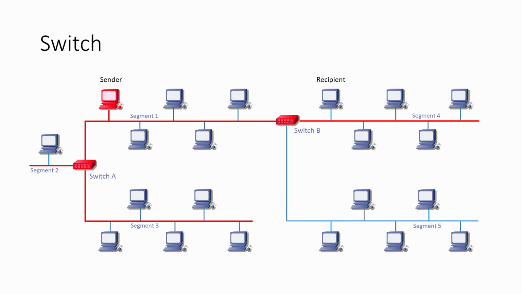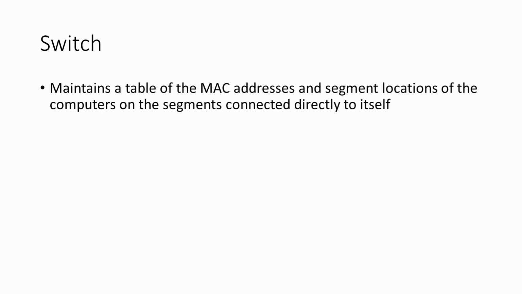You can probably imagine on a large LAN with a lot more segments, there's potential for a lot more filtering. Indeed, if the sender and recipient were on the same segment, then their packet broadcasts would be restricted to that particular segment. Let's recap. A switch knows the MAC address and segment location of every computer on every segment connected directly to itself. It stores this information in a table in its own memory.